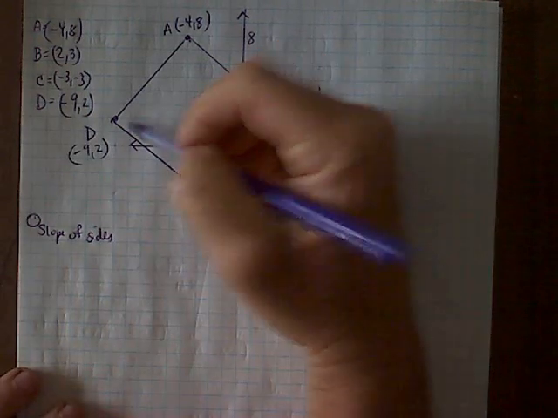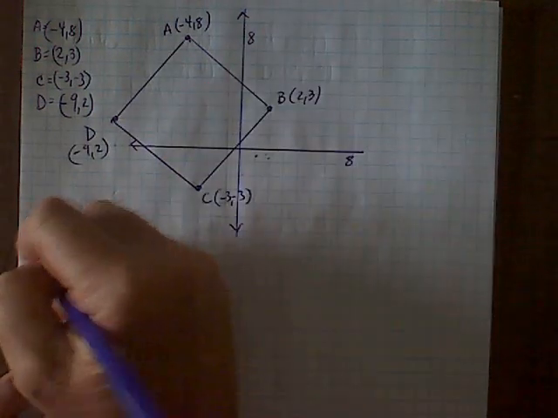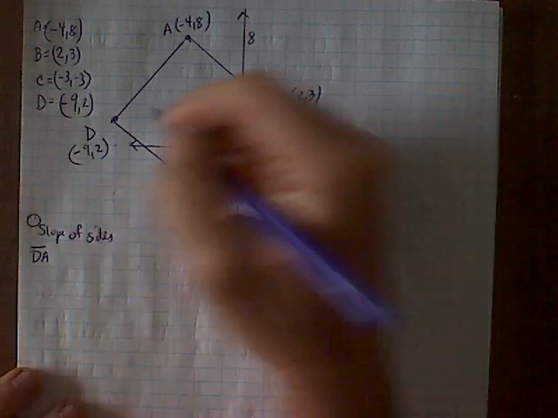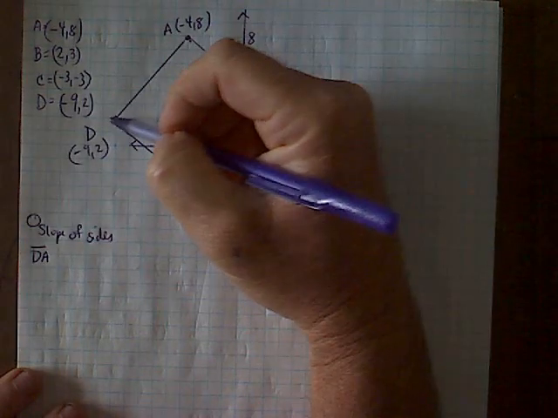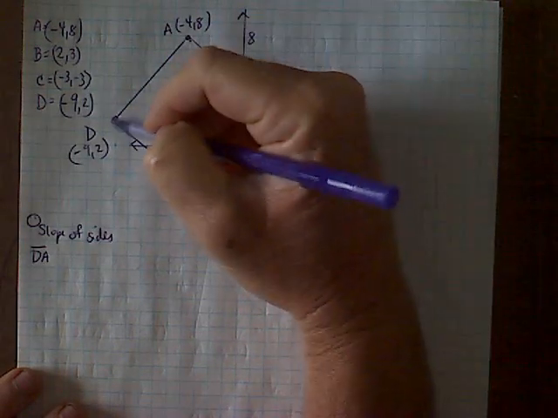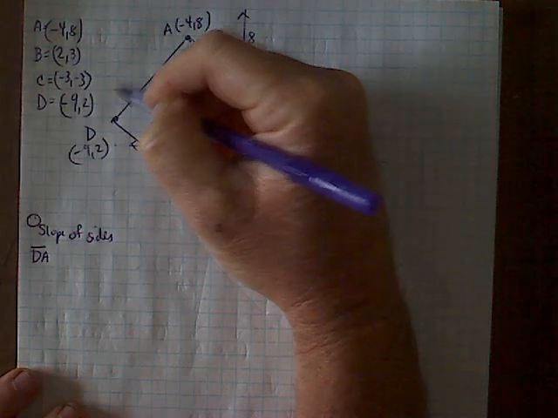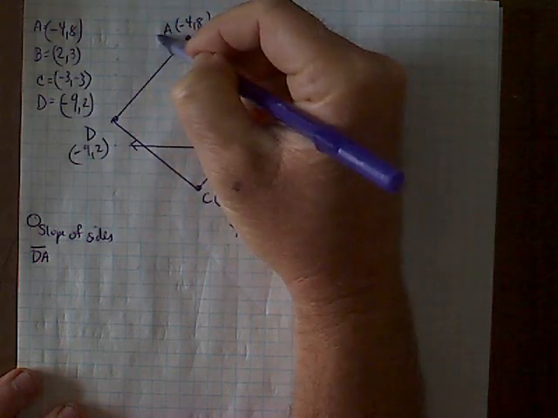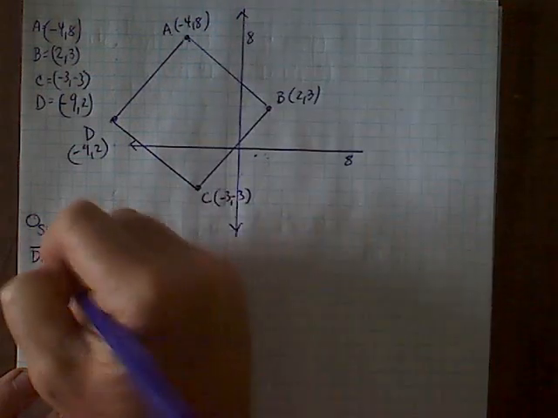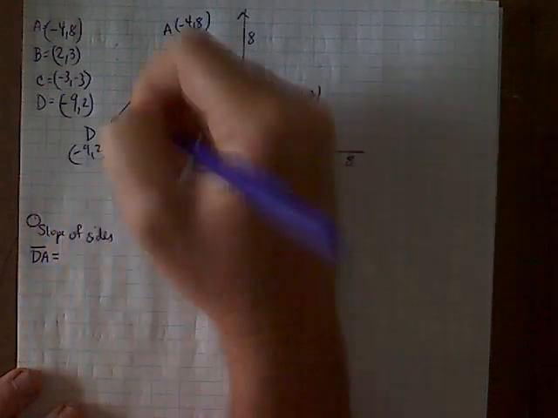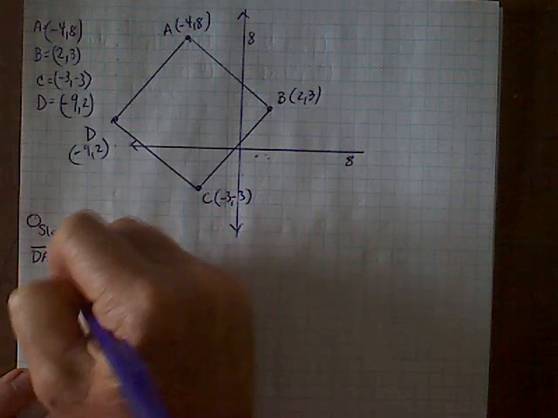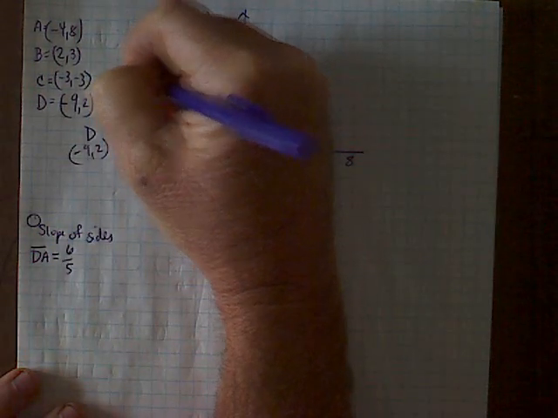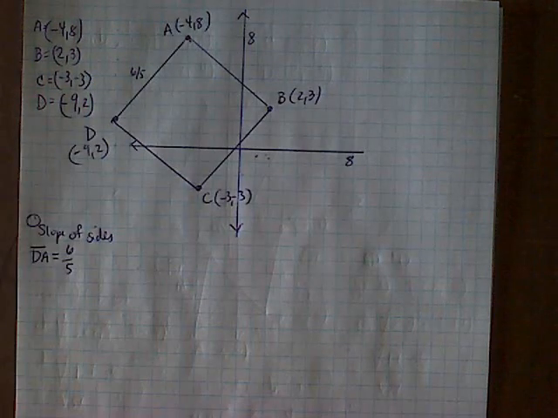Okay, so let's start with side DA. I'm going to start with this side here. So how do I go from dot to dot? I go up 1, 2, 3, 4, 5, 6 over 1, 2, 3, 4, 5. So DA's slope is up 6 over 5. That's 6 over 5. It might be helpful for you to label it right there on the picture just so you can see it.